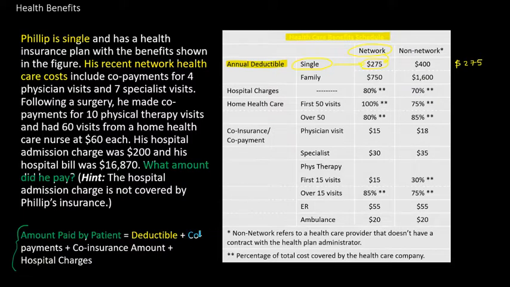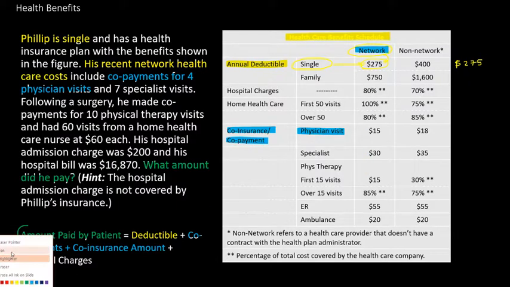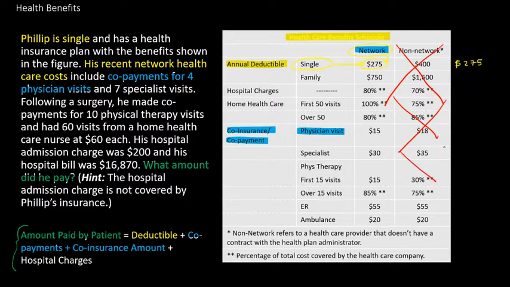The next part is copayments and coinsurance amount. Remember that those are more or less the same thing. You can see here it says copayment, coinsurance / copayment, right? So it says it includes copayments for 4 physician visits. So you go on the table, you find physician visit. We're looking in the network column. And in fact, since we know these are all going to be network costs, we can ignore this side completely, because we know that they were network costs. So we're not even going to have to look at the non-network column.